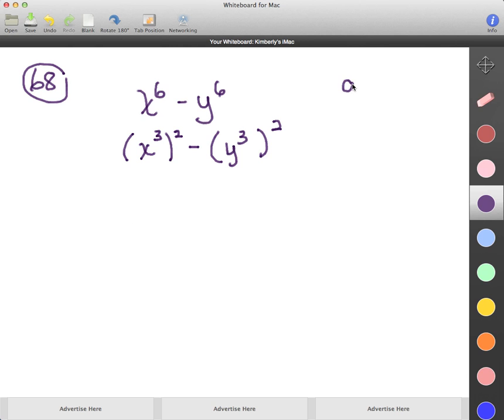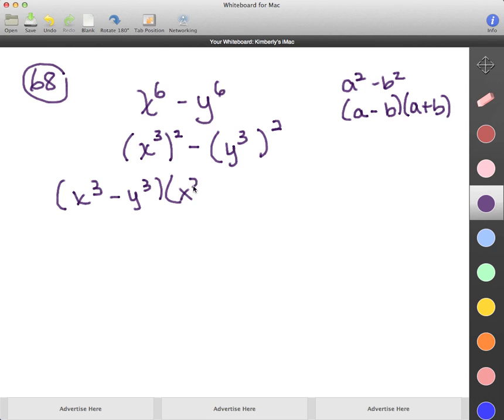When you factor a difference of squares, the pattern for that is that you're going to take the first term, the number you would square to get the first term, minus the number that you would square to get the second term, times those same two terms added. So this would become x cubed minus y cubed times x cubed plus y cubed.